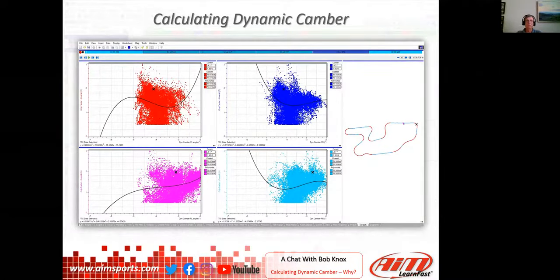Somebody wanted dynamic camber, and we've got a little piece on how to do that in the AIM math channel functions. But in any case, this is a useful tool.